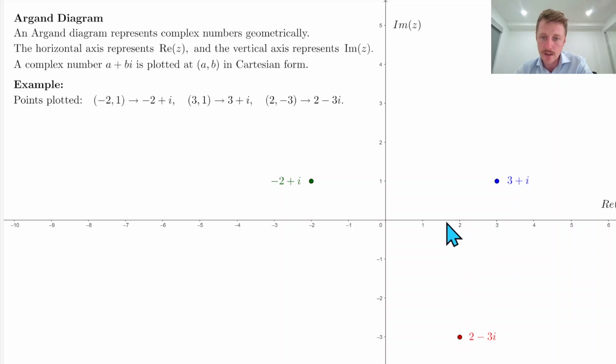And lastly down here, real component of 2, imaginary component of negative 3i. So it's sort of pointing down here. And so that's how we represent complex numbers on what's called an Argand diagram. Okay. And you can start to see how it's getting a bit geometric, which I think is useful.